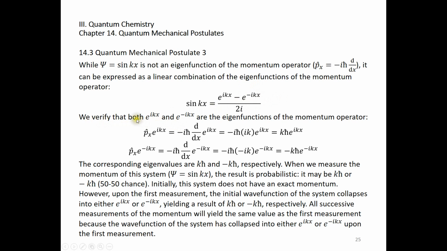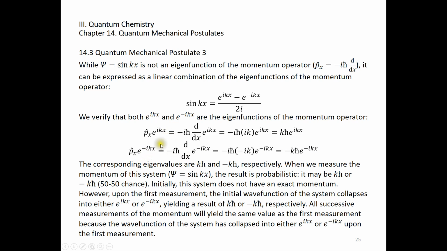Again, we can verify that both e to the power of ikx and e to the power of negative ikx are eigenfunctions of the momentum operator. Simply by applying the momentum operator to this function, we get kh bar multiplied by this function. We can apply the momentum operator to the other wave function, e to the power of negative ikx, and we get negative kh bar times e to the power of negative ikx. We have another eigenvalue here, negative kh bar.